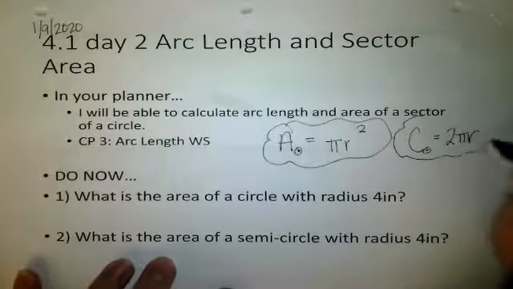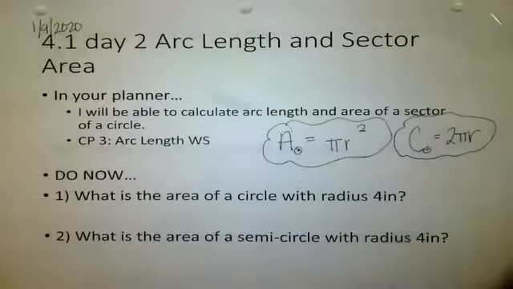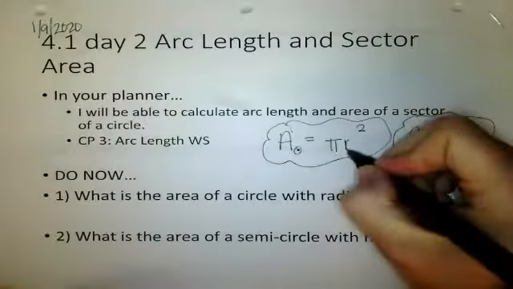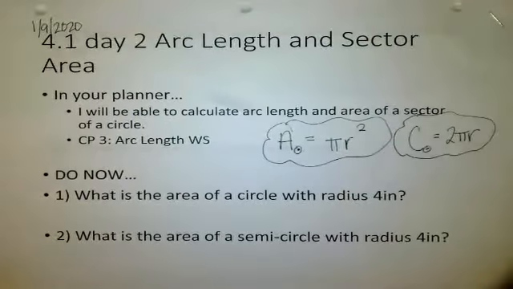Okay. So circumference is 2 times pi times r. Area is pi r squared. You have to know those. I will not give them to you. I hope you know them. You must memorize them. Okay.